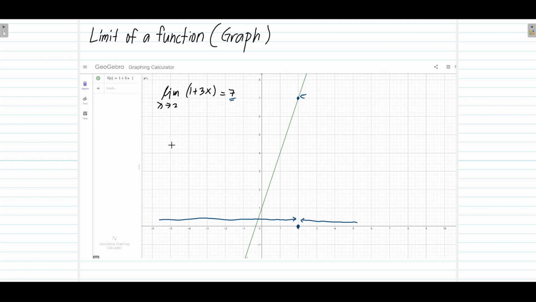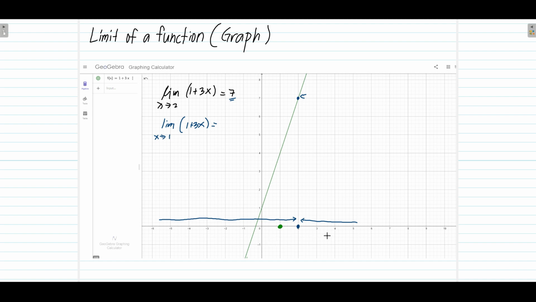So to illustrate another example of this, what if the limit of the same function 1 plus 3x as x approaches positive 1? What is the limit of this function? So dito, titingnan natin yung positive 1. And positive 1 ay ito. So yan yung i-approach natin from right and from left.